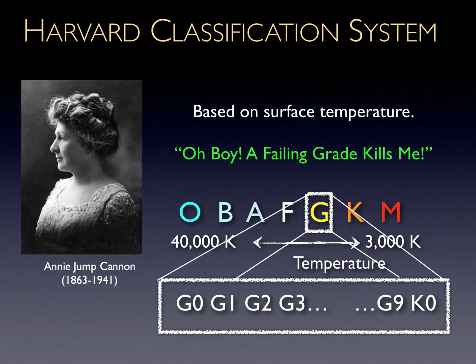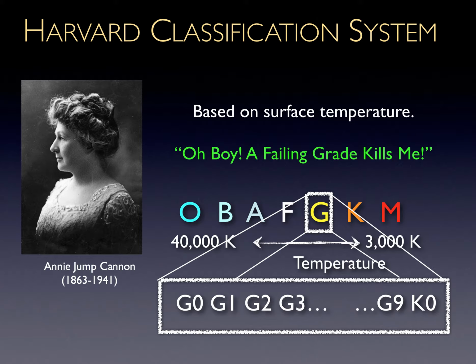Going from blue to red, or from high temperature to low temperature, the classification is O, B, A, F, G, K and M. One mnemonic to remember the order is, "Oh boy, a failing grade kills me." Temperatures go from tens of thousands of Kelvin to a few thousand Kelvin.